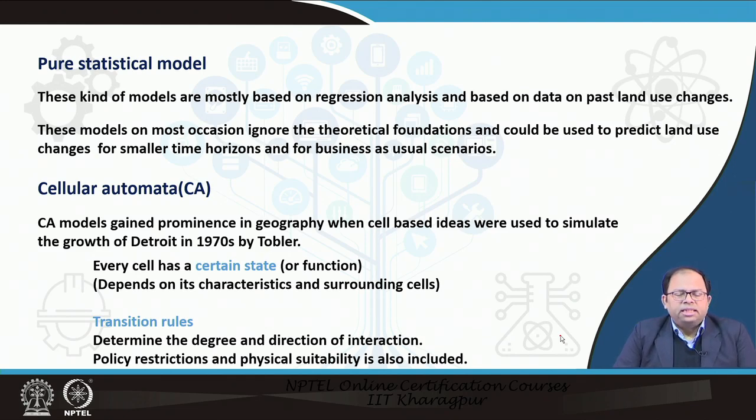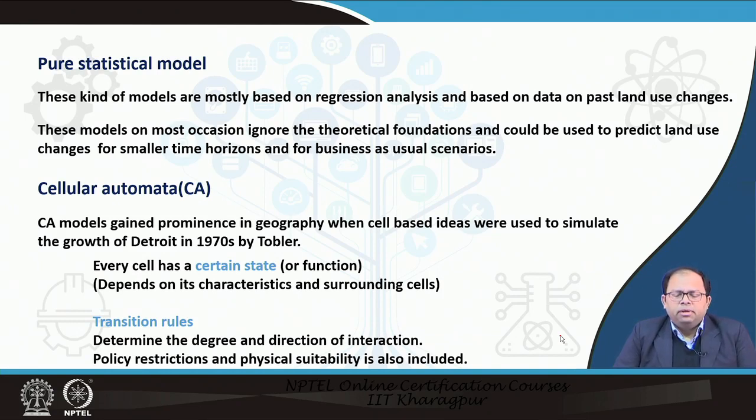So, these are pure statistical models, and then there are cellular automata models. Cellular automata primarily came out of the geography discipline. It can predict urban growth, it can predict change in form, and many other things, but at the same time, these models also don't have any economic background. So, there are some critiques of these models as well.